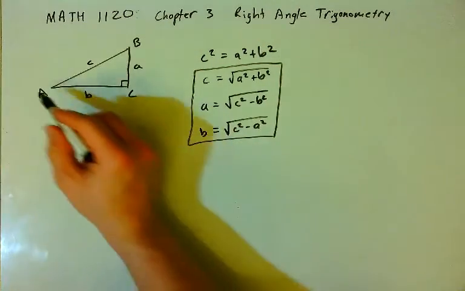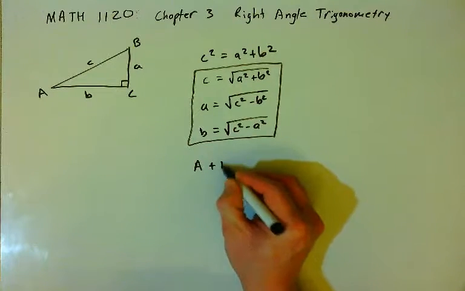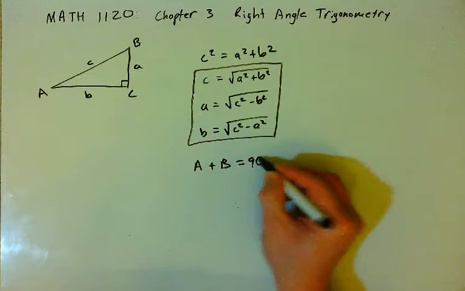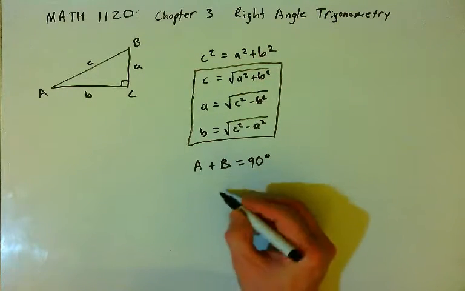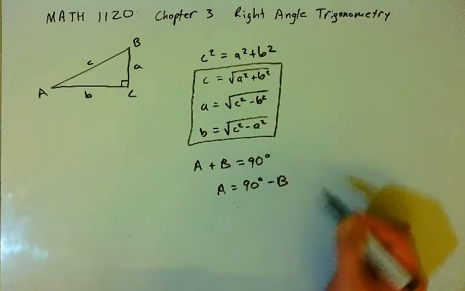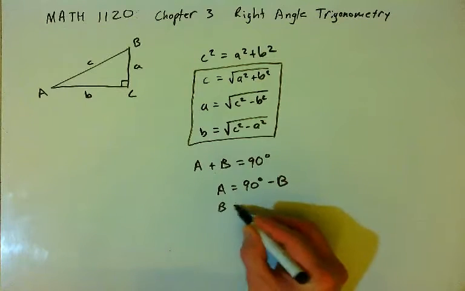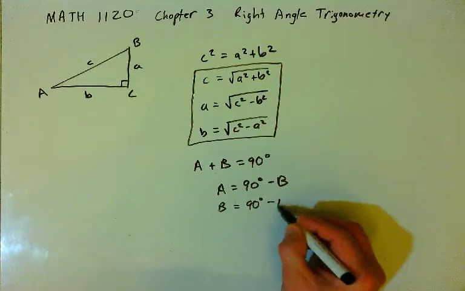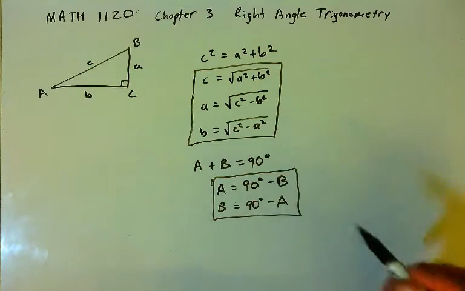We also need to know that angles A and B are complementary. That means that angle A plus angle B must be equal to 90 degrees. And so if we knew angle B but not angle A, A would be equal to 90 degrees minus angle B. And if we knew angle A but not angle B, B would be equal to 90 degrees minus angle A. And so these are the complementary angle formulas that we need.